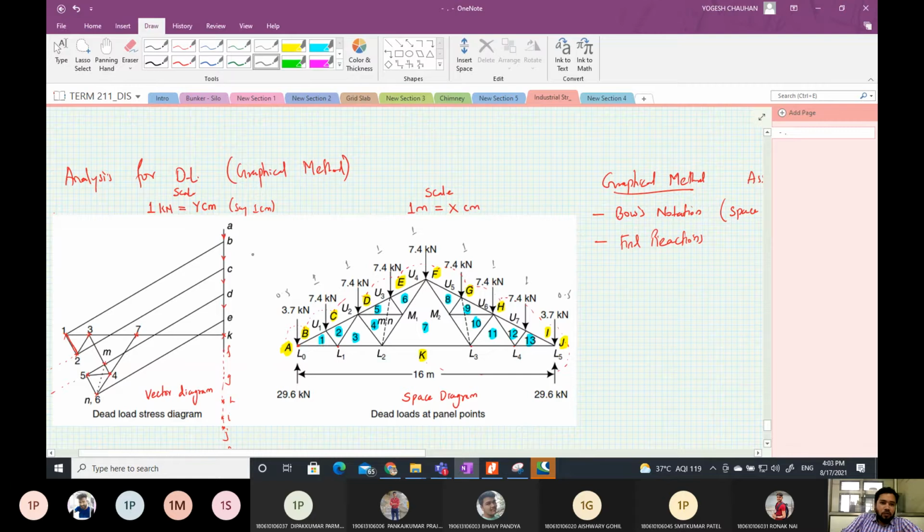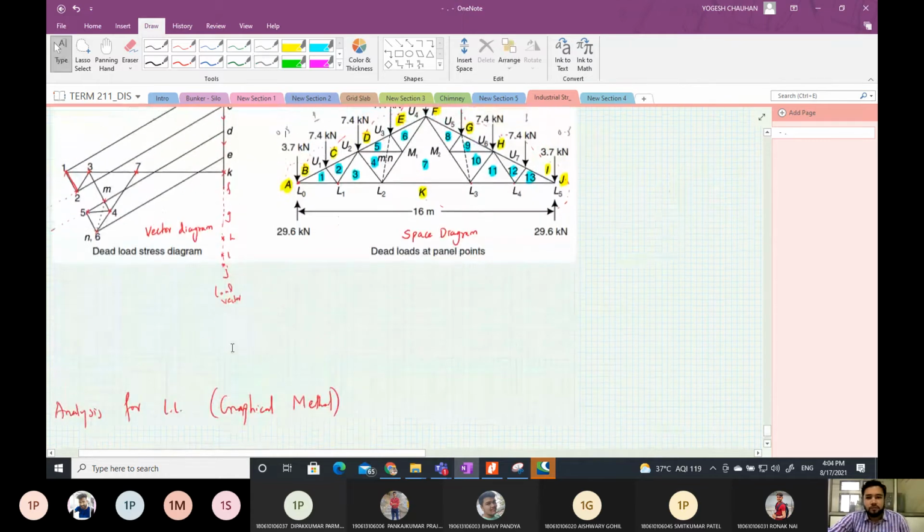You just scale whatever member force you get for the unit load diagram, you scale it up for the dead load or live load, whichever you are interested in. Say for example you have drawn it for 1 kilonewton, so the value of the dead load will be 7.4 times whatever value you are getting for the unit load. So you will get the diagram for the dead load case.